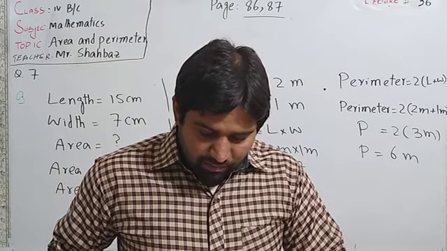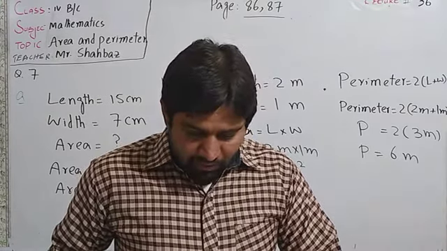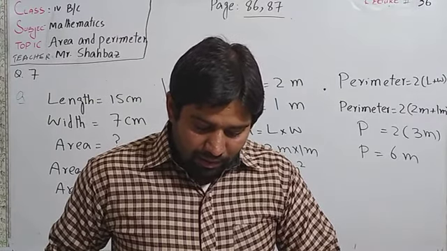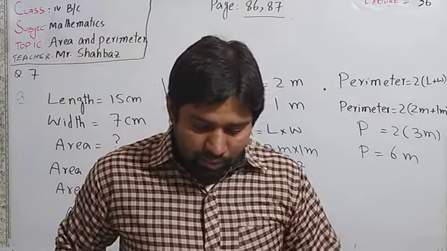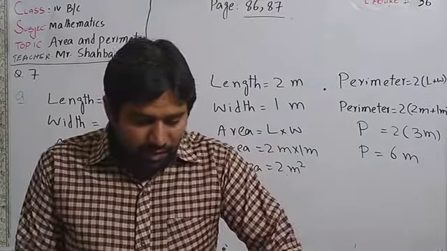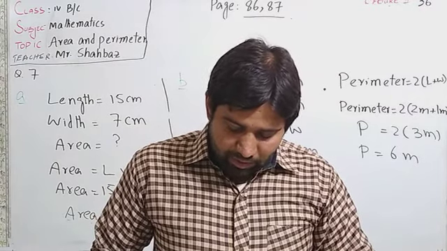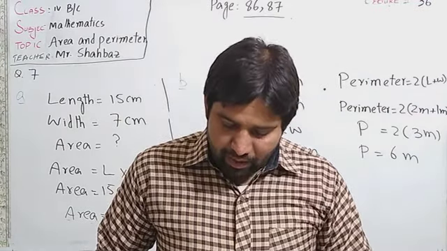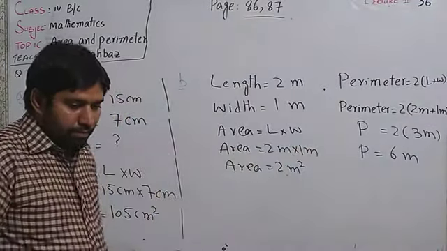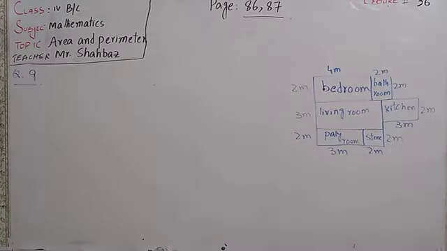In question 8 you have to find the area, then you have to tell which carpet has the largest area. So in these A, B, C 3 parts, which one has the largest area? You will find that one. Then question number 9. This is also very easy. We have to find the area. So this is question number 9.